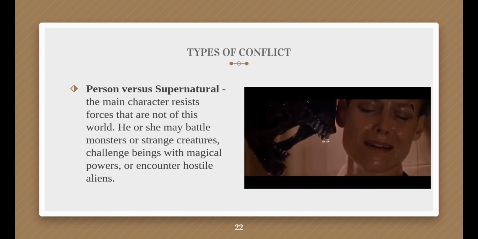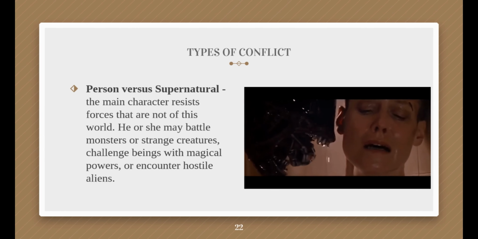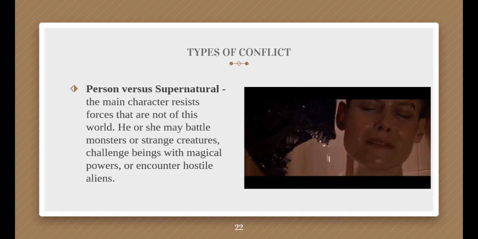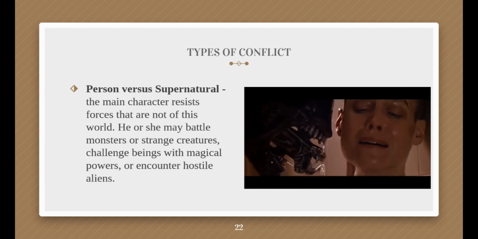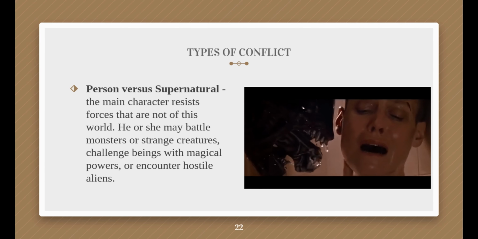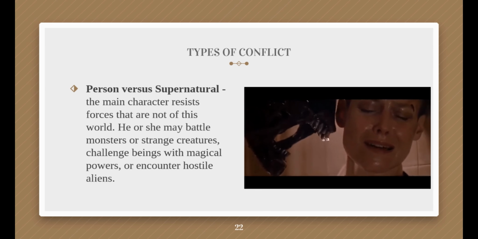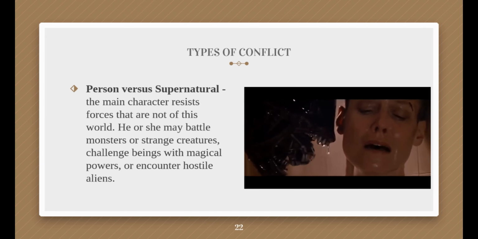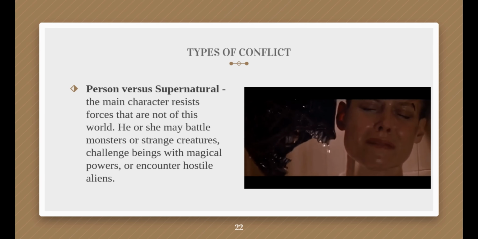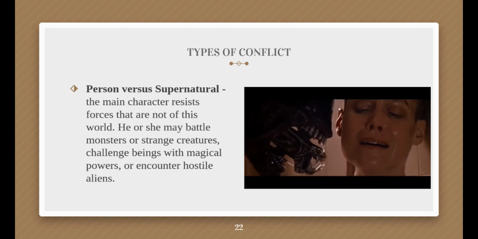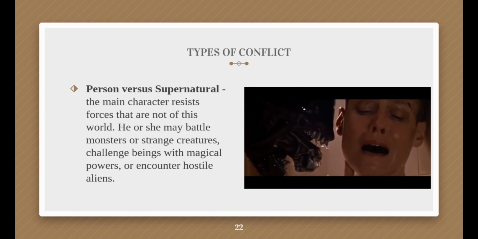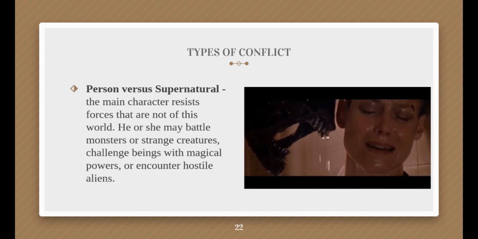Next type is the person versus the supernatural. In stories with this type of conflict, the main character resists forces that are not of this world. He or she may battle monsters or strange creatures, challenge beings with magical powers, or encounter hostile aliens. The key to this conflict is that the forces that are not of this world threaten the main character. In the film Alien, Ellen Ripley had to fight against the alien xenomorph to survive.